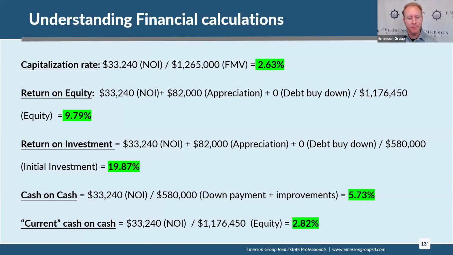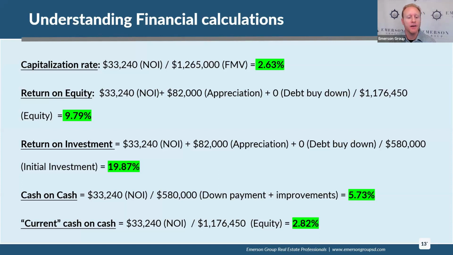Cash on cash, right? What's our net operating income and how's it working for us relative to our current down payment plus improvements? As our total, 19.87%, right? Near 20%. That's awesome, right? We did good buying an asset and holding onto it for 20 years, and we got rewarded by having a tremendous return on our initial investment.